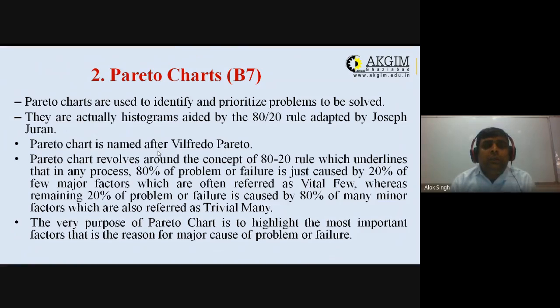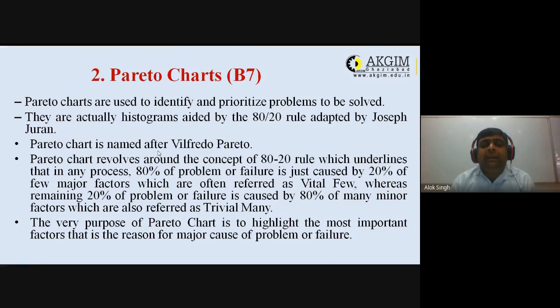Okay, so they are actually a histogram with the 80-20 rule added, adopted by Joseph Juran. He is a renowned quality guru, and he has given the concept of the quality trilogy. That is given by Joseph Juran. The Pareto chart is named after Vilfredo Pareto. Pareto started it and gave the 80-20 rule.